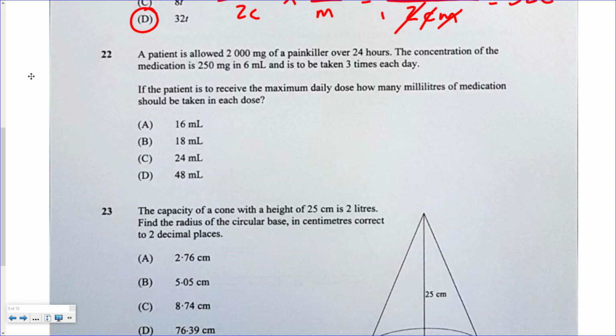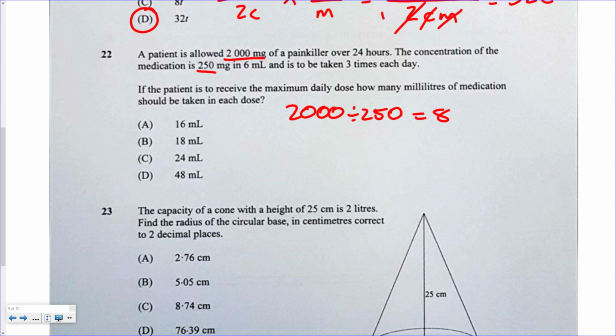each dose? So we have quite a bit of information here, but what we want to do first of all is we know that we can at most have 2,000, and medication is given in 250 increments. So let's find how many increments that is. Let's do 2,000 divided by 250, which equals 8. So that means we can have 8 lots of that.